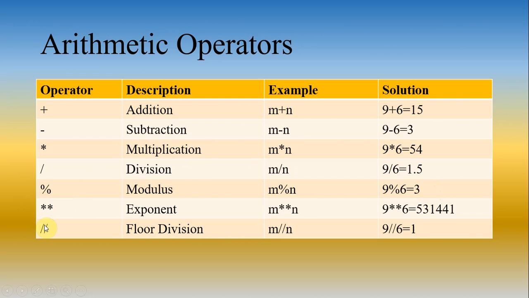Next is the exponent operator. This operator is basically calculating the exponential power value, which means that it will calculate m to the power n or m raised to n. It will calculate the value of m raised to the power n. So it will calculate 9 raised to 6, which is equal to 531441. It is basically an operator which calculates the exponential value.